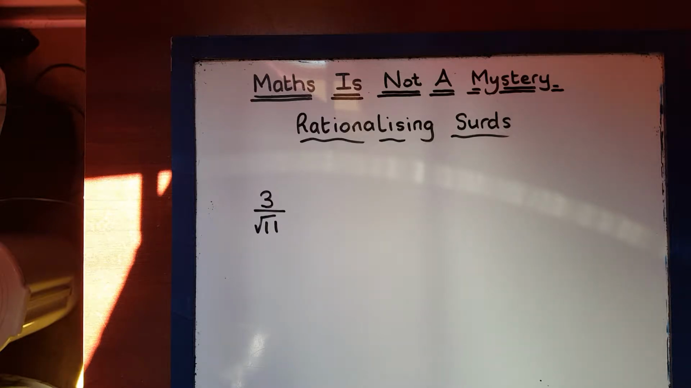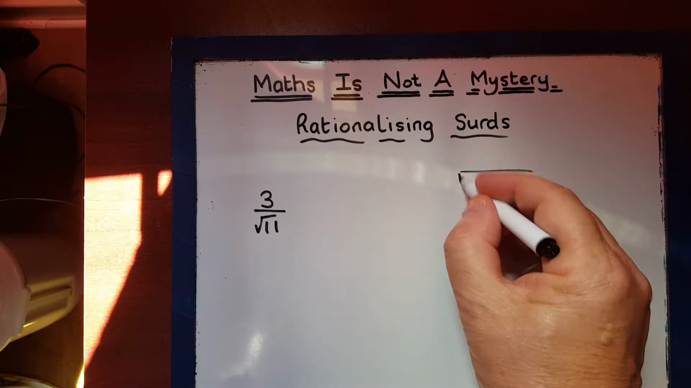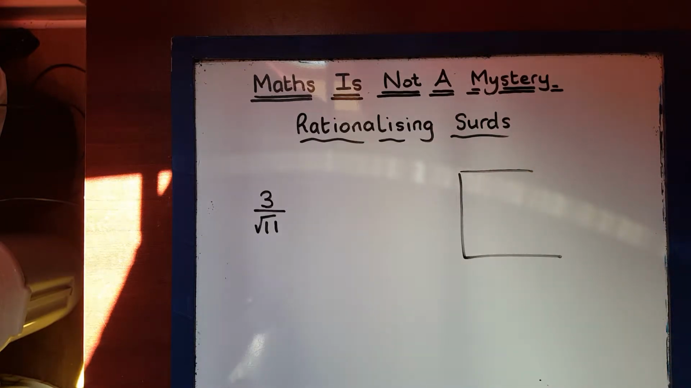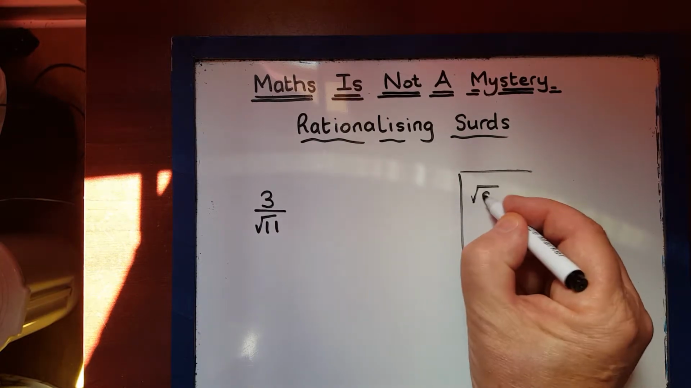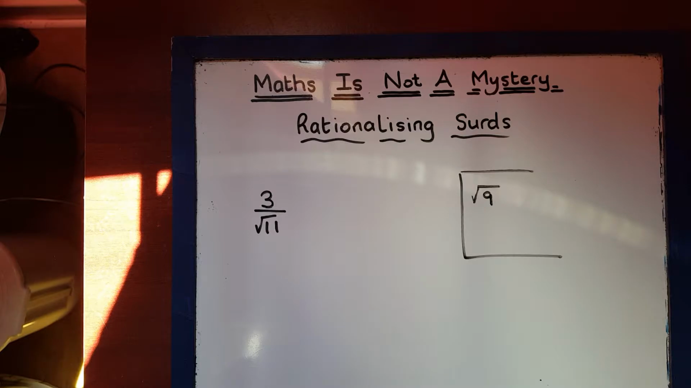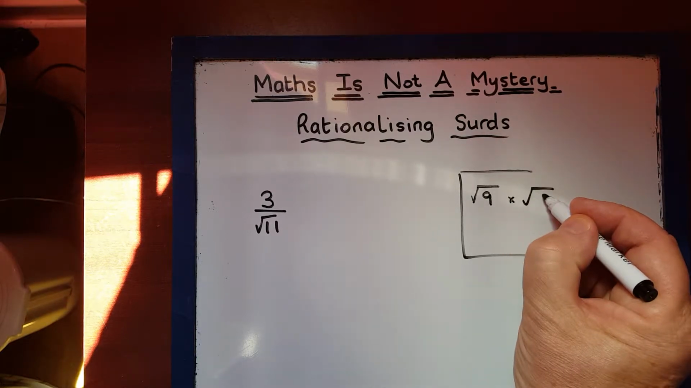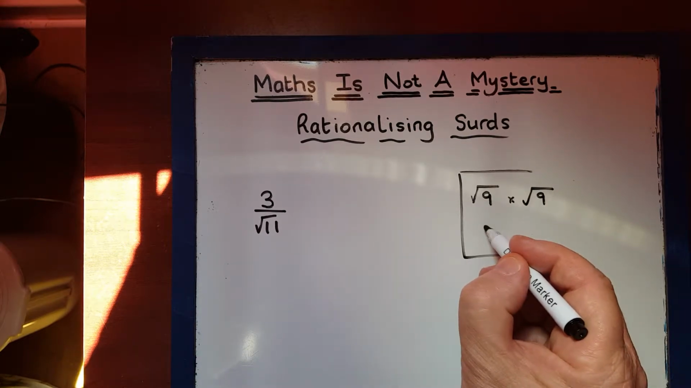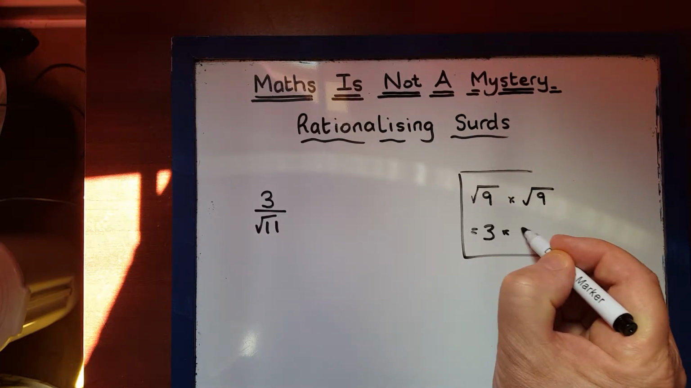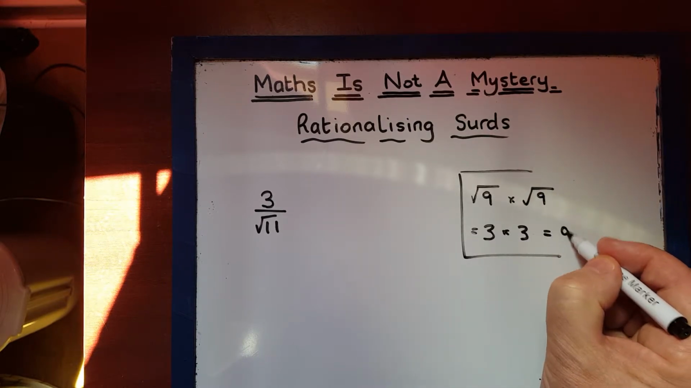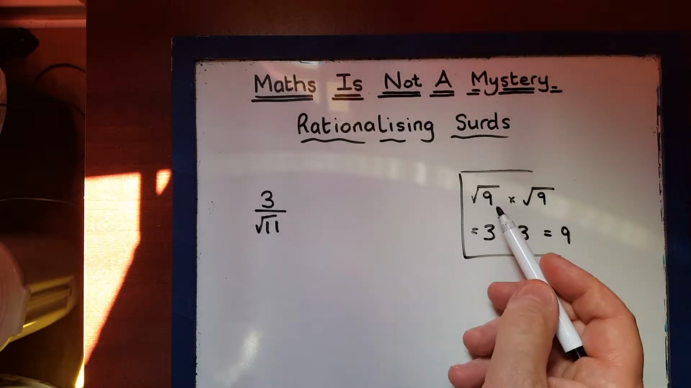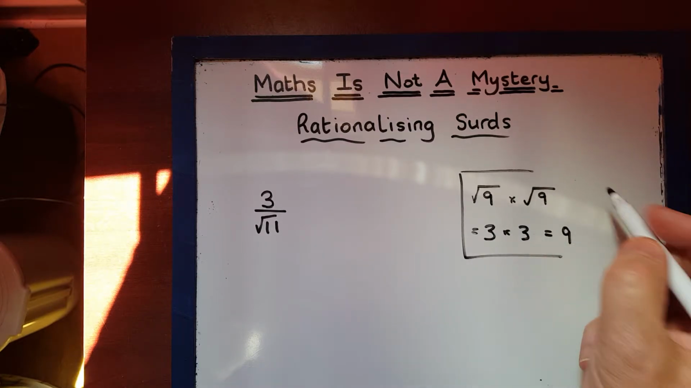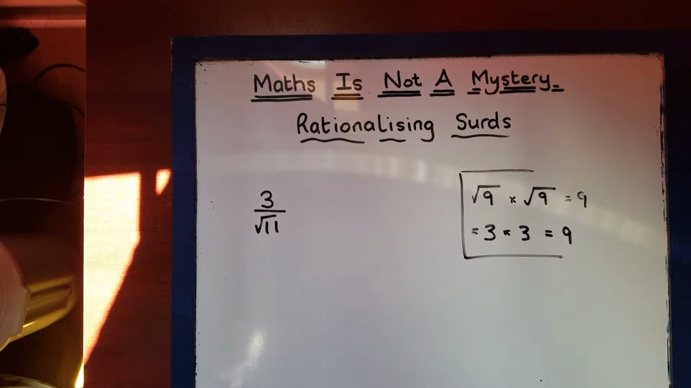Well, let's just think about something for a minute. If I can take you over to this side of the page, think about a different number rather than the square root of 11. Think about the square root of 9, and we multiplied it by the square root of 9. We know what the square root of 9 is. It's 3 times 3, which equals 9. So the square root of 9 multiplied by the square root of 9 actually equals 9.